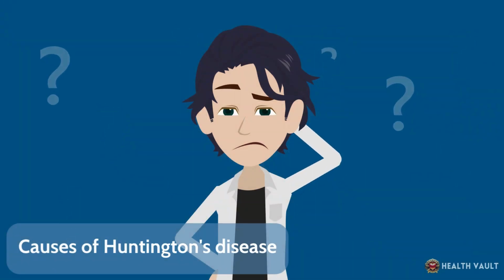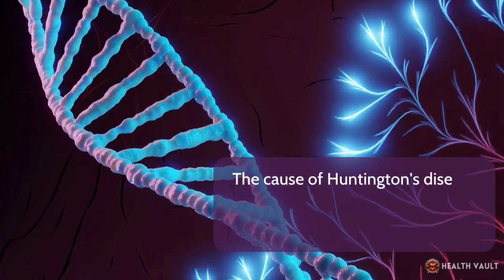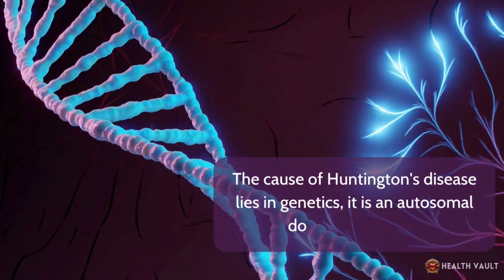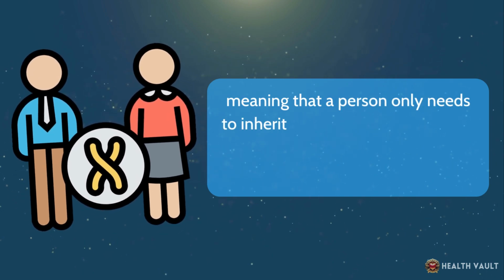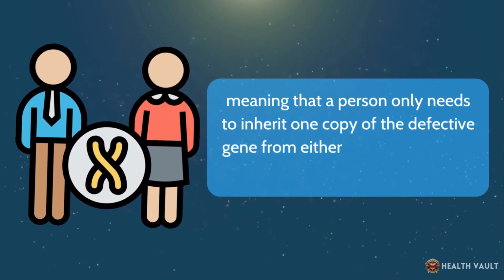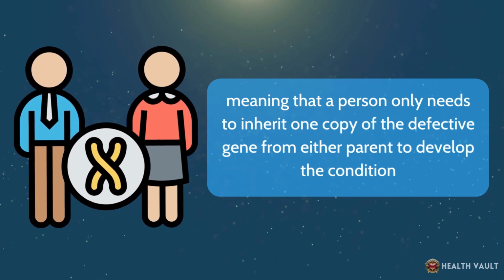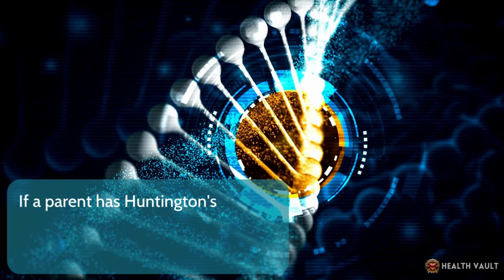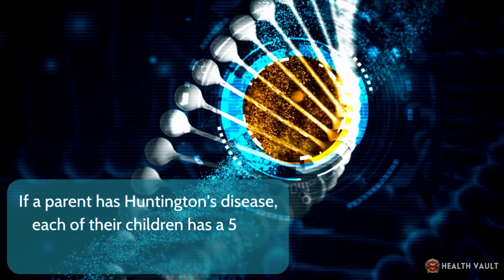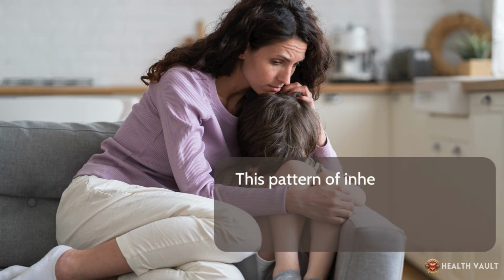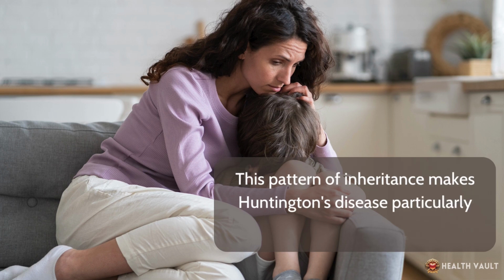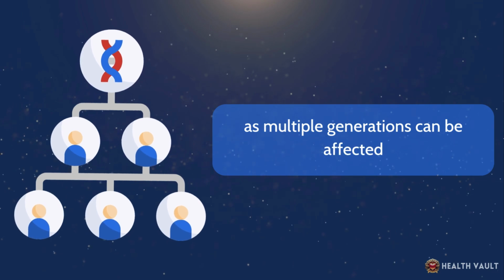Causes of Huntington's disease. The cause of Huntington's disease lies in genetics. It is an autosomal dominant disorder, meaning that a person only needs to inherit one copy of the defective gene from either parent to develop the condition. If a parent has Huntington's disease, each of their children has a 50% chance of inheriting the faulty gene. This pattern of inheritance makes Huntington's disease particularly devastating for families, as multiple generations can be affected.